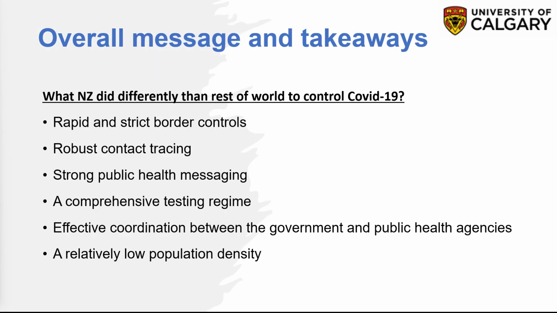Overall message and takeaways. So what did New Zealand do differently than the rest of the world to control COVID-19? Due to rapid and strict border controls, robust contact tracing, strong public health messaging, a comprehensive testing regime, effective coordination between the government and the public health agencies, and a relatively low population density, New Zealand was able to control the virus better than the rest of the world.